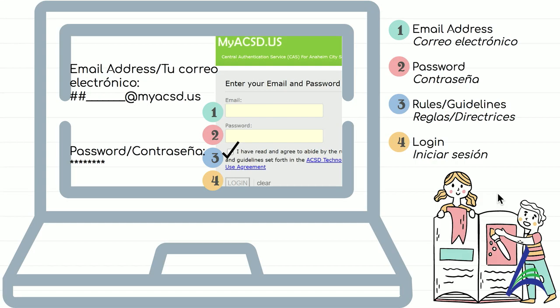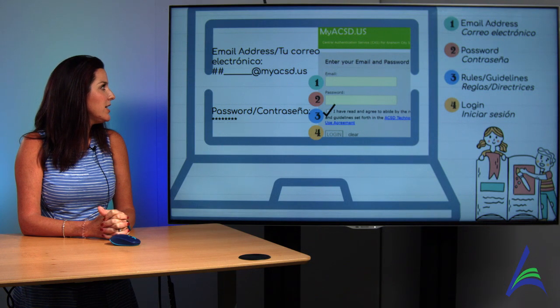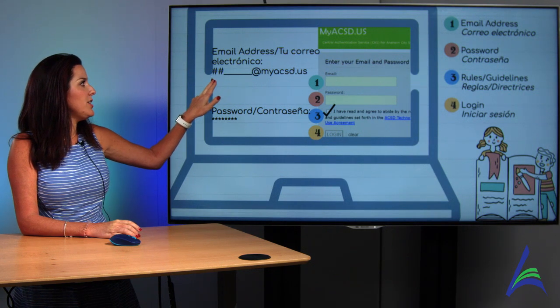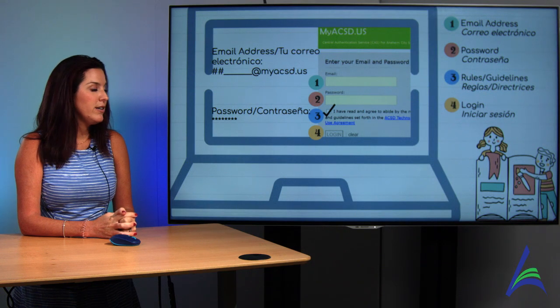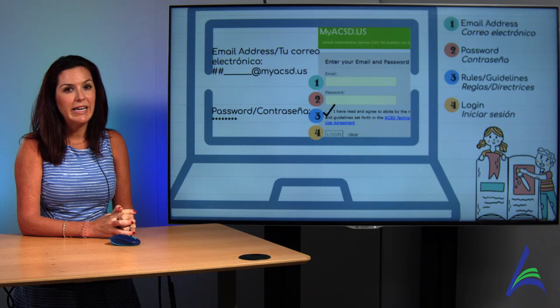To start, our students always begin at the student portal for the Anaheim Elementary School District. Your child will log in using their assigned email address, which always begins with a 2-digit number, followed by the first letter of their first name, their entire last name, and ending with @myACSD.us.